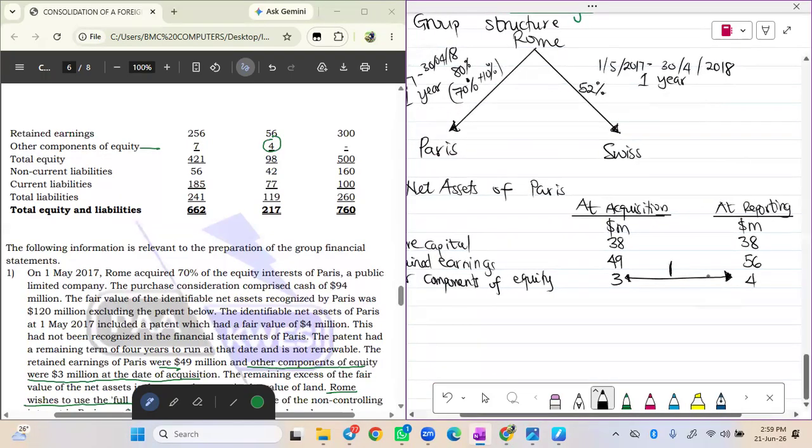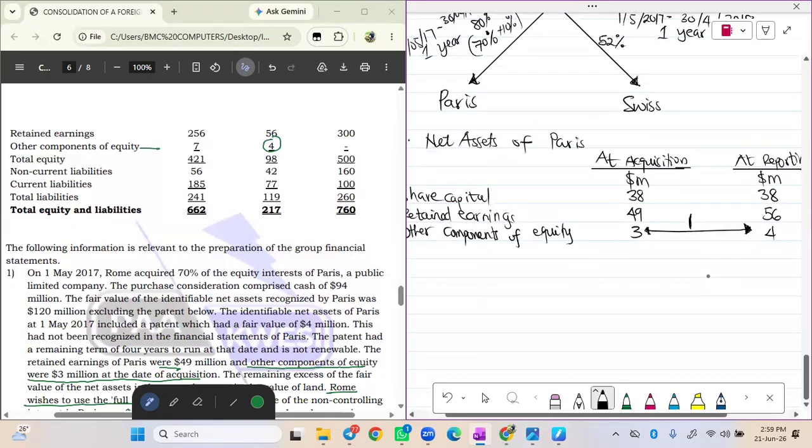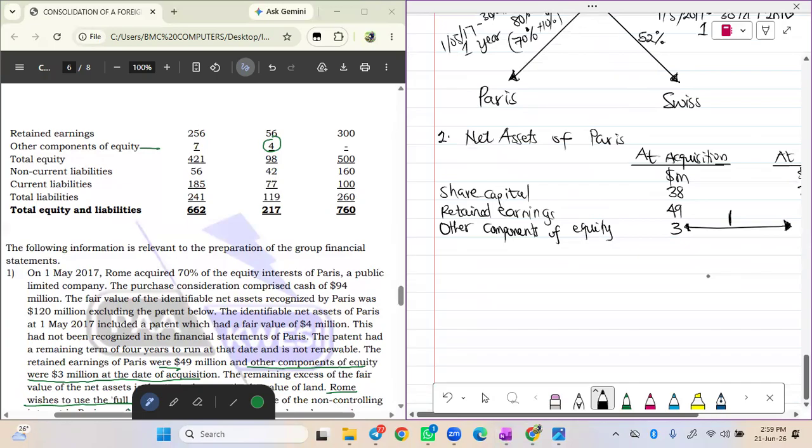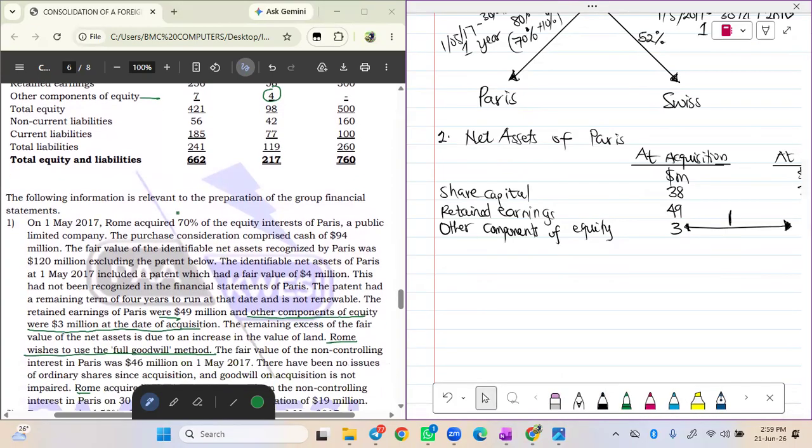When you are done with this calculation, if you are sharing the profit to the parent, you deduct 1. That's what we learned, right? You've done vertical and we solved 2 questions, and it was like that. Okay, so take note. Now, from this, they gave us the net asset, the total net asset. So you see that the fair value of the identifiable net asset recognized by Paris was 120 million, excluding the patent.